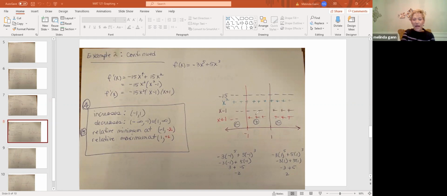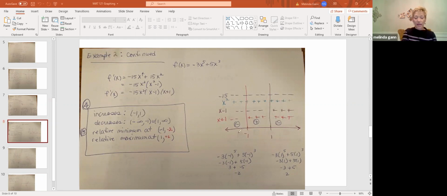Here, I'm going to have a final answer that's positive, and here I'm going to have a final answer that's negative. So this thing increases from -1 to 1. It decreases from negative infinity to -1. It also increases from 1 to infinity. So that's where I got this increasing and decreasing.